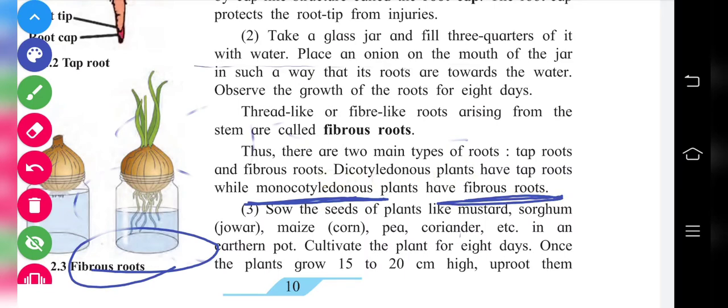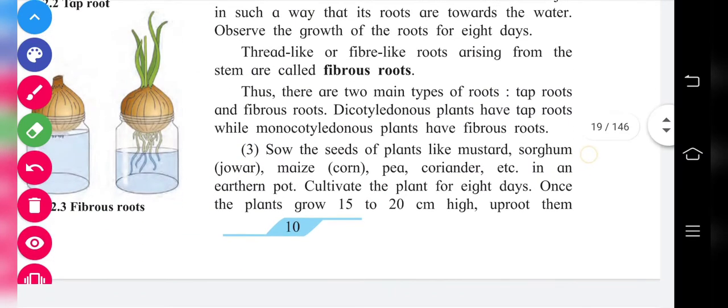And dicotyledonous plants have mostly tap roots like this. Okay, mostly not the same types. So the seed plants like mustard, sorghum, jowar, maize, corn, pea, these are the different types of seed, etc.